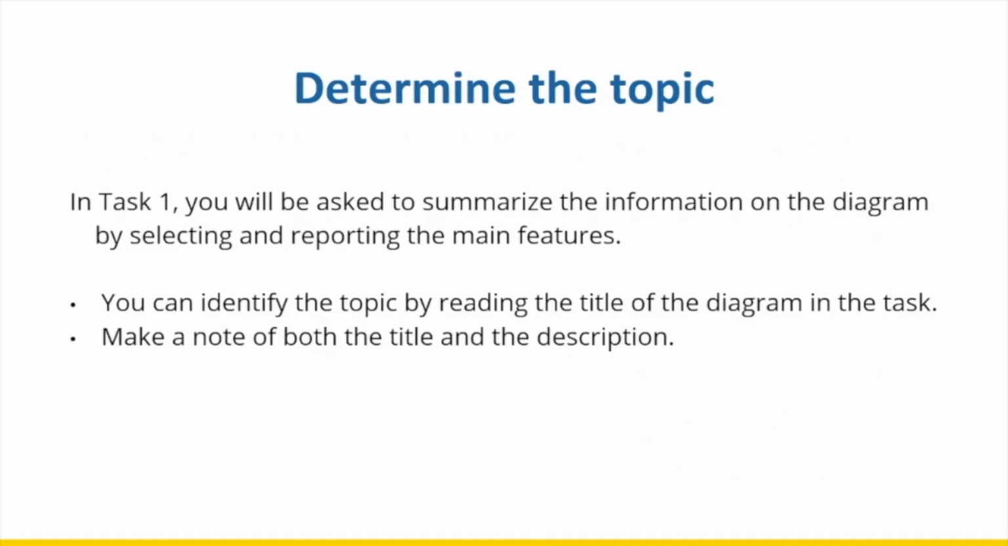How to determine the topic. As you remember, in task 1, you'll be asked to summarize the information on the diagram by selecting and reporting the main features. You can identify the topic by reading the title of the diagram in the task, and also making a note of both the title and the description.